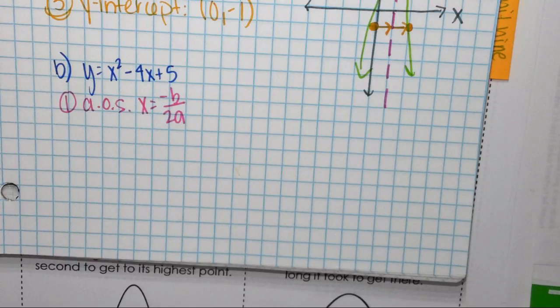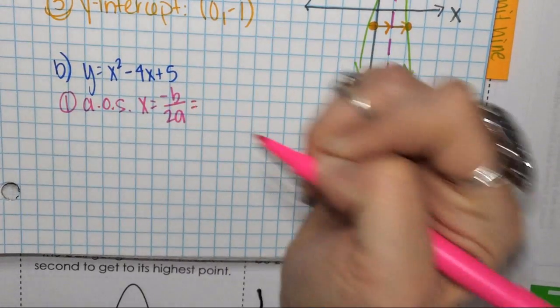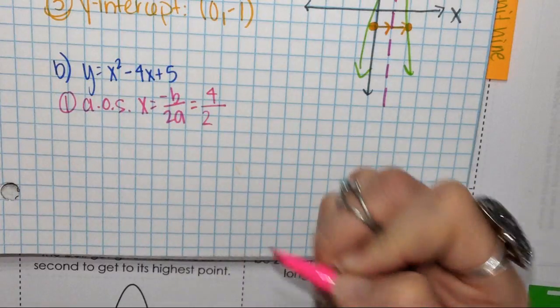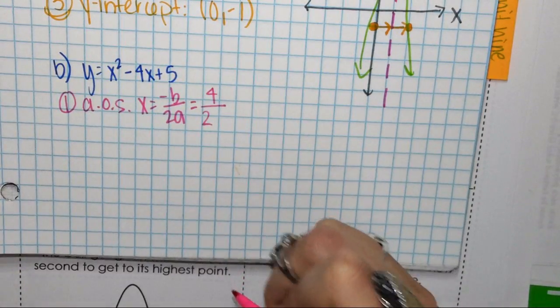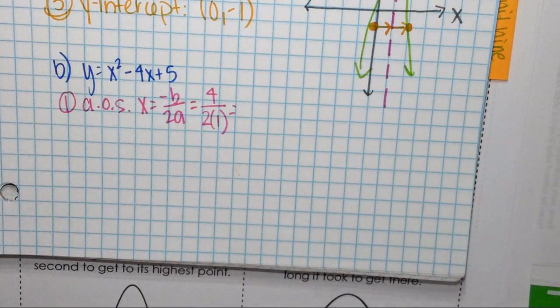All right, what's our B here, Benji? What's our B? Yeah, it is. Good. Take a point. And so what's the opposite of negative 4? Positive 4. All right, divided by 2 times, what's our A? What number is in front of x squared? 1. Good. All right, 2 times 1 is? 4 divided by 2 is? Awesome. So where's our axis of symmetry at? 2.